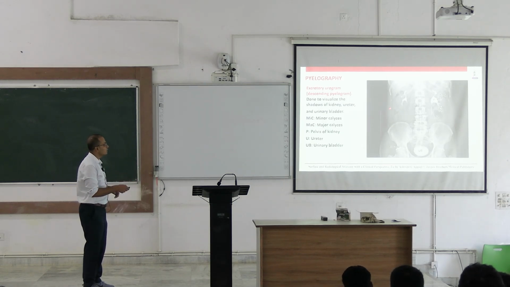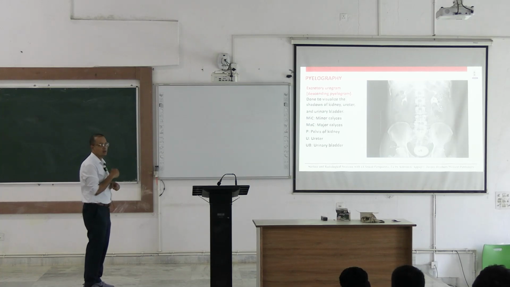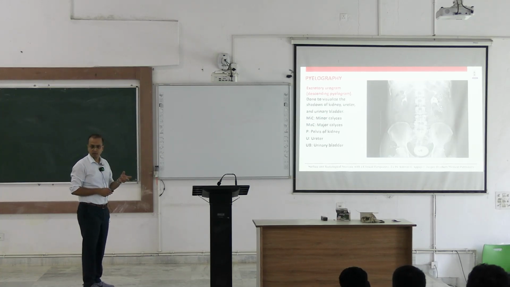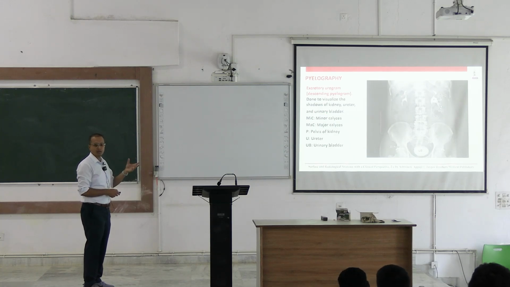So, this is how the urinary excretory system works, and while it is working, if you have any stone impacted in these pathways, we can also figure it out. This we call an excretory urogram or descending pyelogram, where you are seeing the excretory function of the kidney and can figure out the pyelocalyceal system.